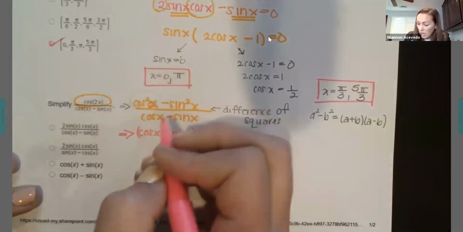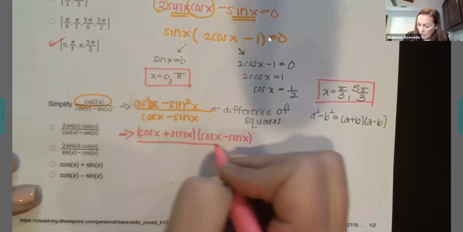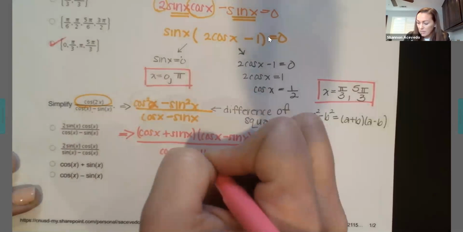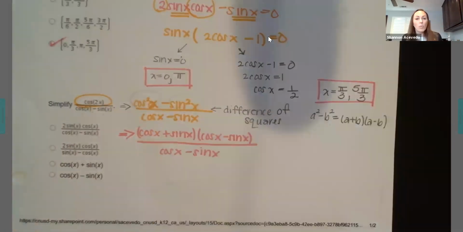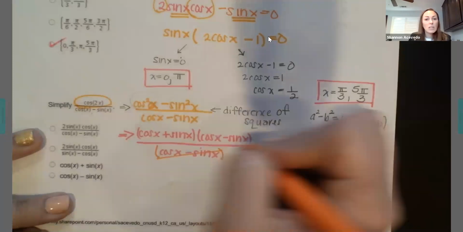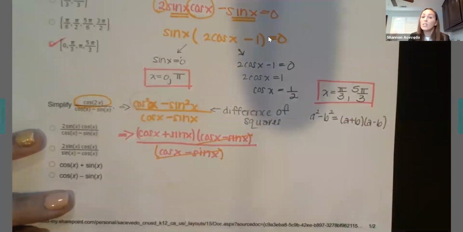And it's still going to be all over my cosine of x minus sine of x. Well, what's interesting now that when I write it like this, some of you guys might already notice that, look here, this is all together, and it's the same thing as this piece right there. It cancels out. So the trick to this was knowing your difference of squares.